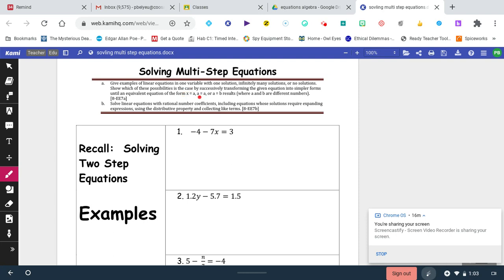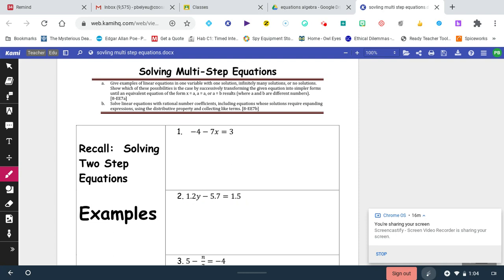a equal to a, when you get one number equal to another number and you don't have a variable in there anymore, that's going to be infinitely many. And a equal to b, where you got one number that's different from another number, that means there's actually no solution. And when you get these answers to these equations, it just means this is the answer that will help this equal 3. Or if I get an answer to this one, whatever that answer is, is the answer that will help this whole thing equal 1.5.